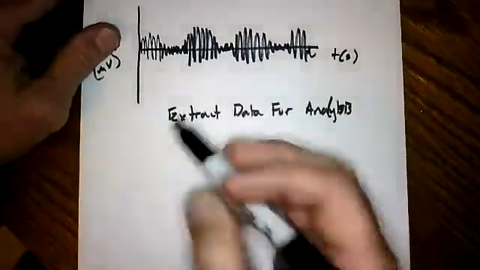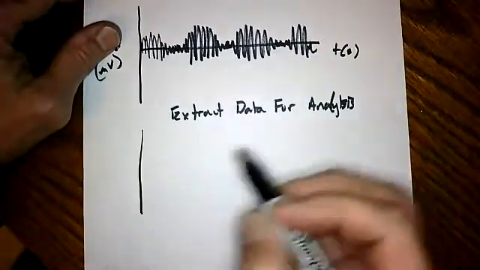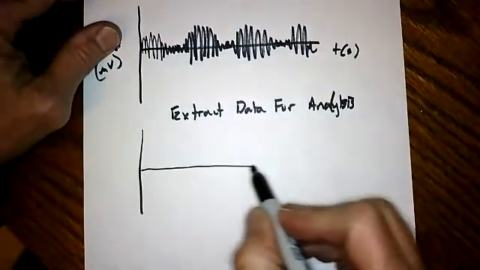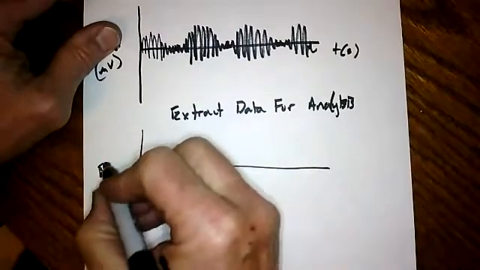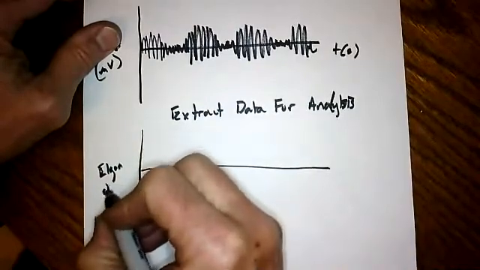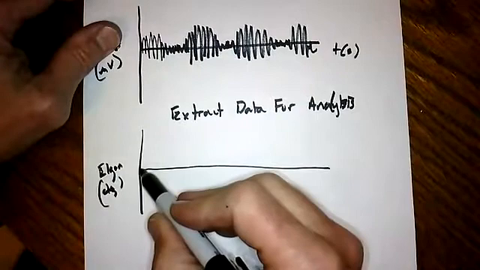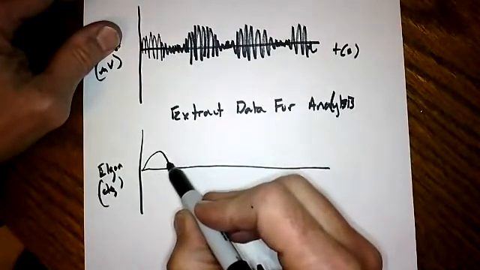And maybe what you have, I'll just do it this way, maybe you have an elgon. And this is in degrees. And maybe you've got an elgon that does something like this.